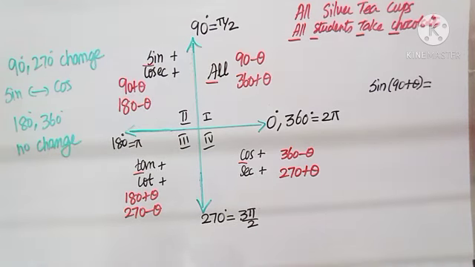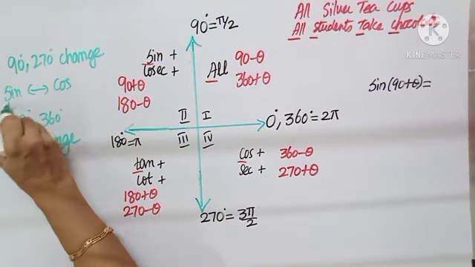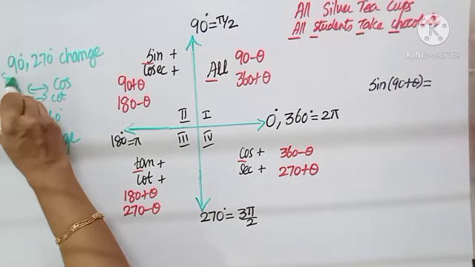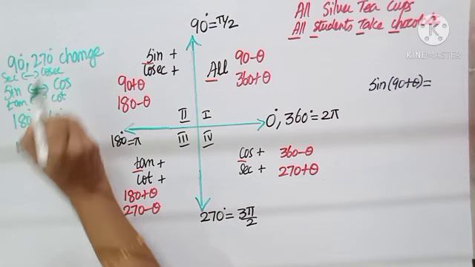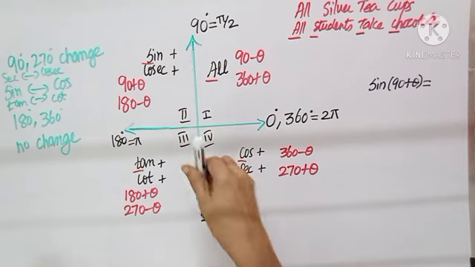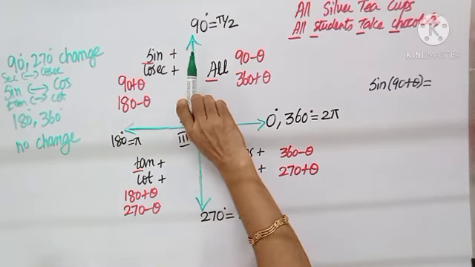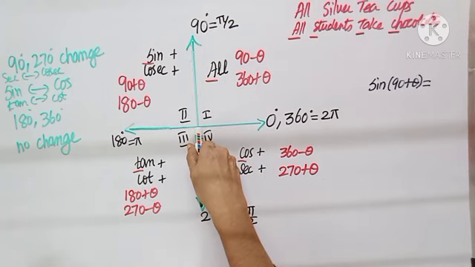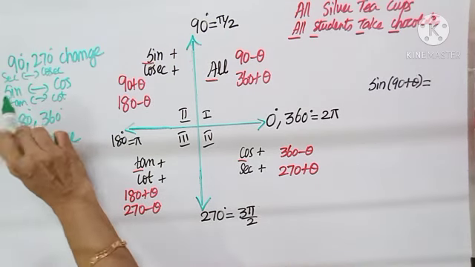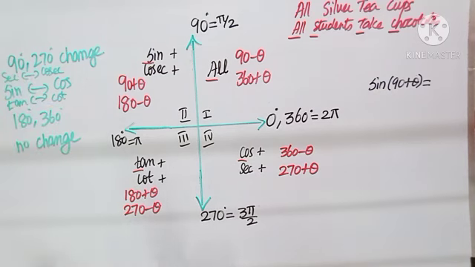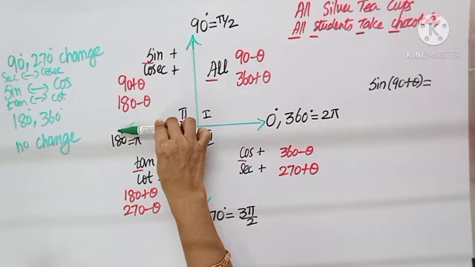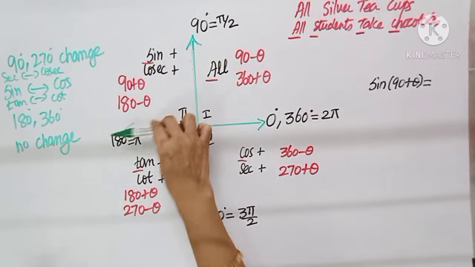So sine into cos. Also I will say tan into cot, cot into tan. Another one, secant into cosecant, cosecant into secant. When do you change it? Whenever I am in 90 or I am in 270. See, when you are in 90 or 270, adjacent and opposite interchange. That is why we interchange sine and cos, tan and cot, secant and cosecant. But when I am in 0 or 360 or I am in 180, it is horizontal, no change.